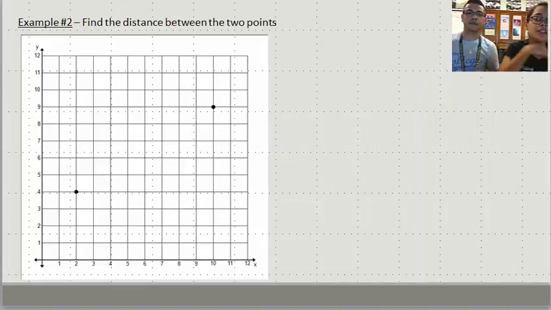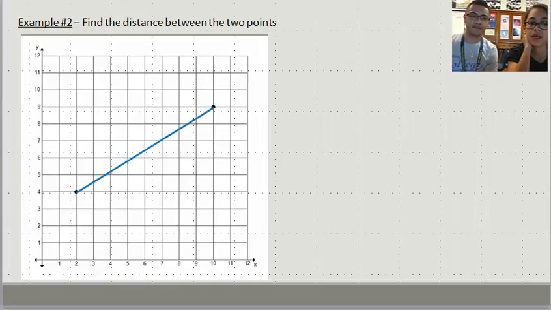Alright, so now let's try it when you see it graphed. So example number 2 would be find the distance between the 2 points. So the first thing we want to do is connect the 2 points. Okay. Then let's draw a triangle. So from distance to there to there. And let's try to solve the distance between those 2 points. So when we see a right triangle, we know that we can use the Pythagorean theorem. So that's A, that's B, equals C.